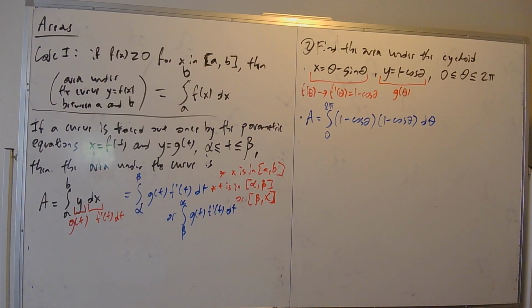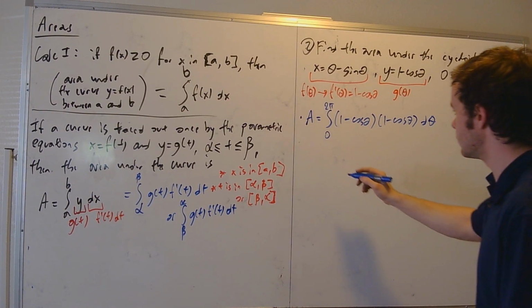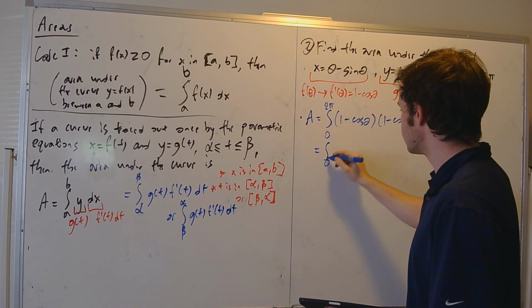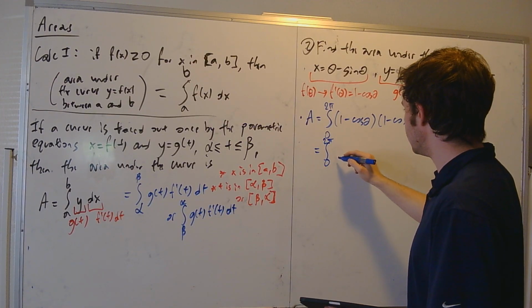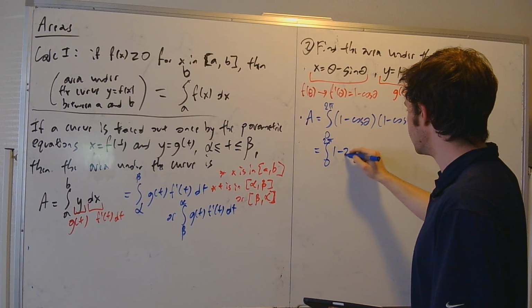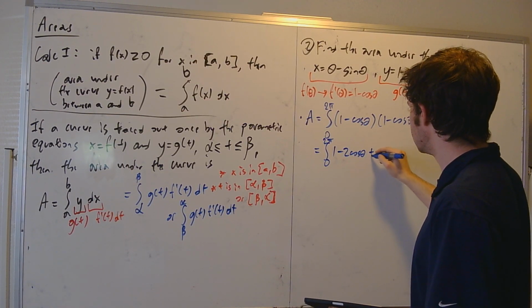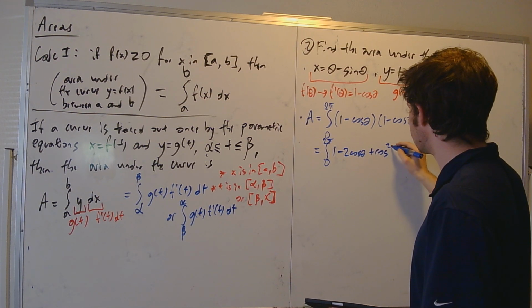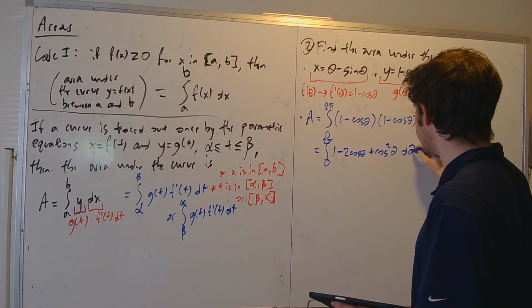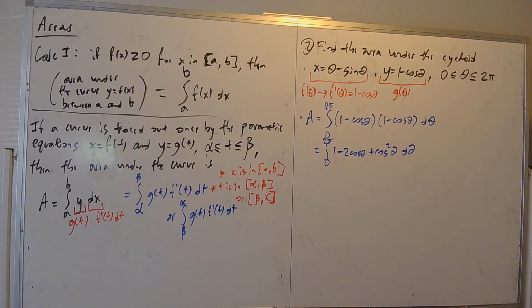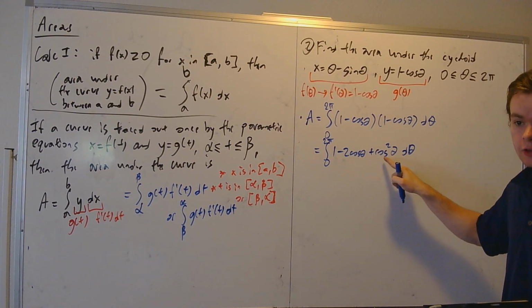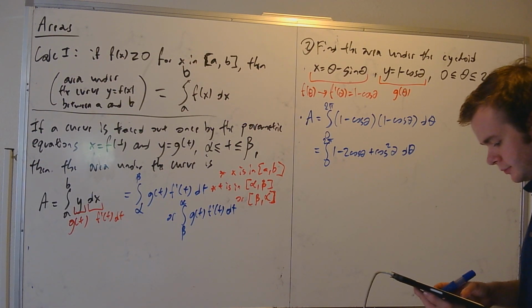Okay. Now, in order to solve this integral, we just need to multiply this thing out. If we do that, we're going to get the integral from 0 to 2 pi of 1 minus 2 cosine theta plus cosine squared theta d theta. Okay. Notice we can't quite take the integral of cosine squared theta without using some other techniques. So what I'll do here is replace cosine squared theta using a half angle formula.